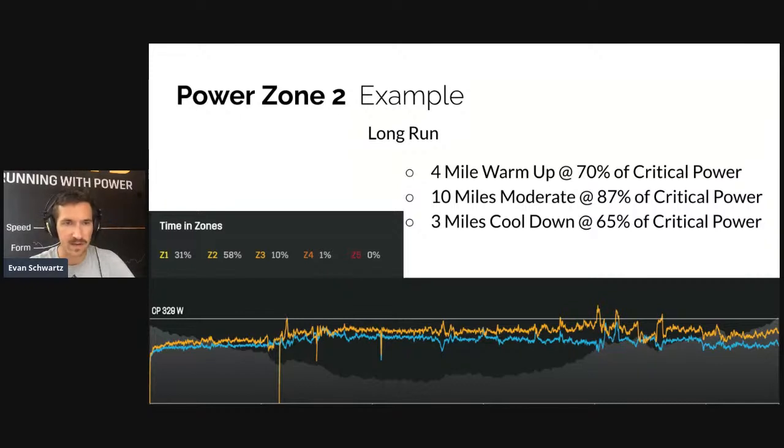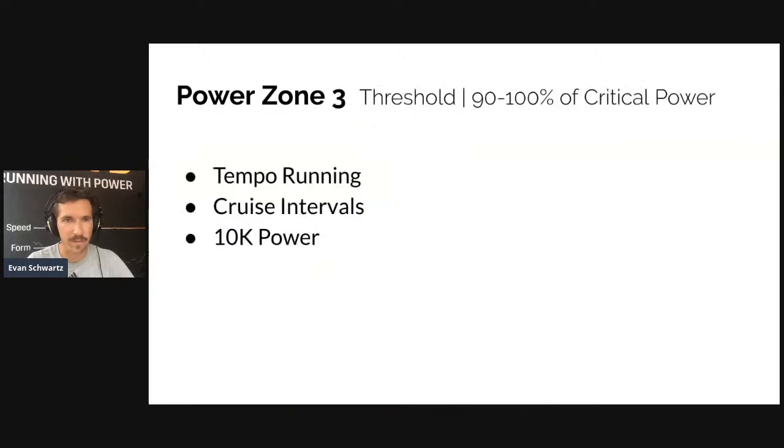You can definitely see the zone distribution there. There were a couple times when I was going up some rolling hills that I pushed a little bit too hard, but over half the run, 58% of the run was in zone 2. So I got the job done. If we zoomed in a little bit more on that 10-mile section in the middle, we would have seen that almost 100% of that section was in zone 2. I stuck really, really well within that 80 to 90% of critical power.